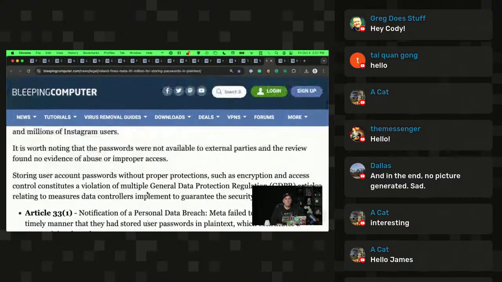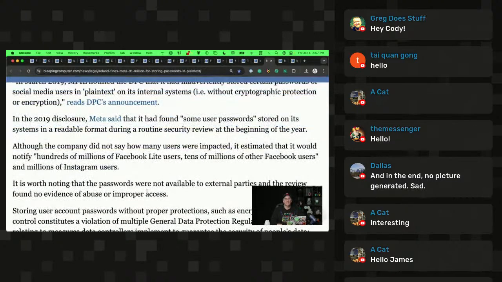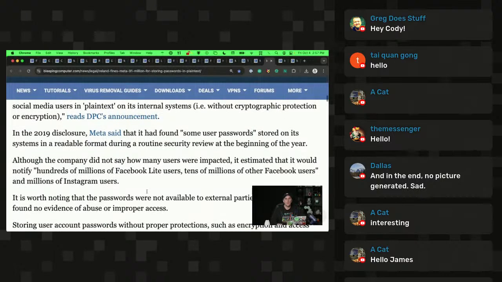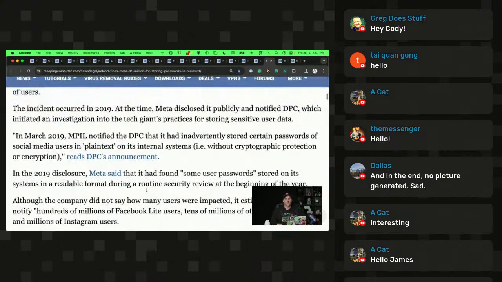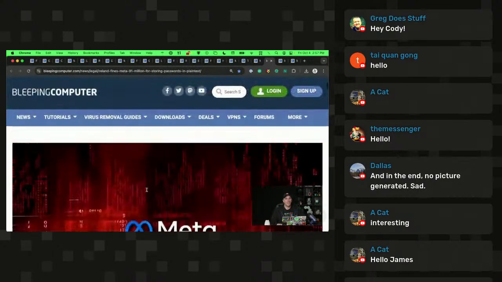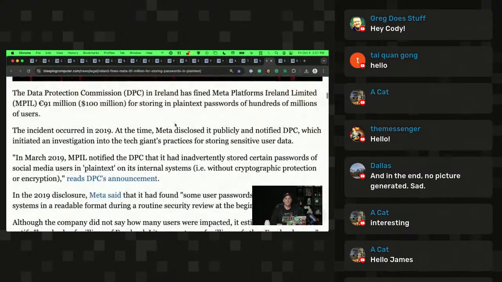But lots of Instagram users and lots of Facebook users had their passwords exposed in plain text, and apparently this was accessible to people within the company when it should not have been. So that is what you get when you fail to encrypt. Yeah, lots going on there.